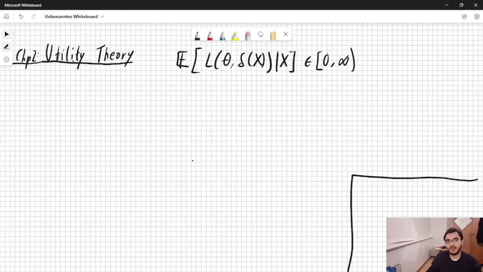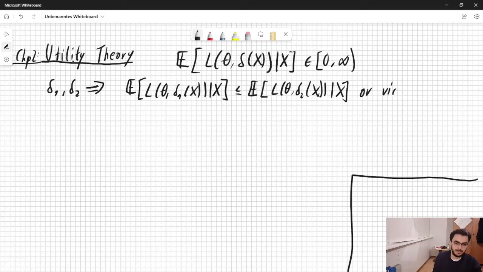That means if we have delta 1 and delta 2, two different estimators, we immediately know just by evaluating the loss which one we prefer, because either the loss of one is smaller or equal to the other, or the other way around, and that way we know which one is better.